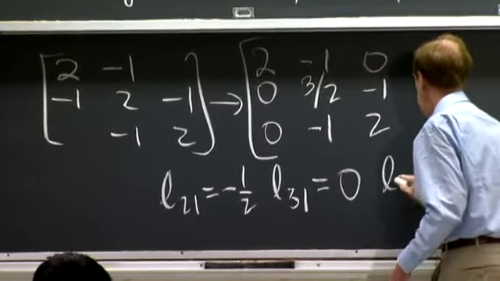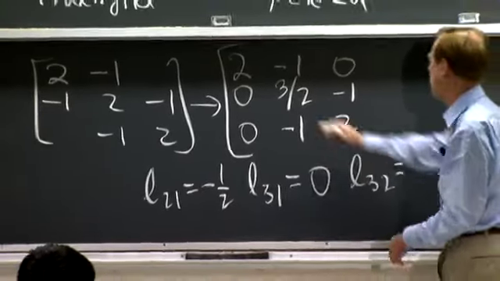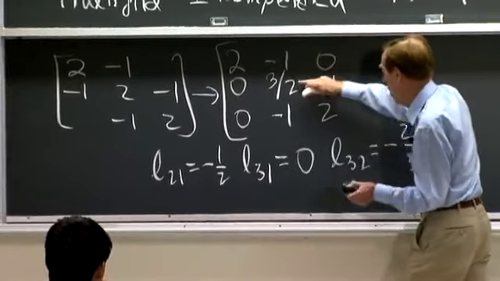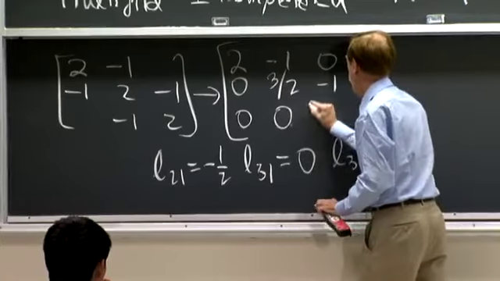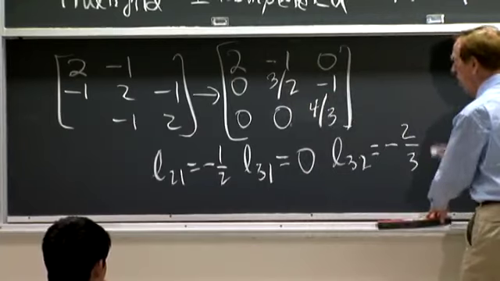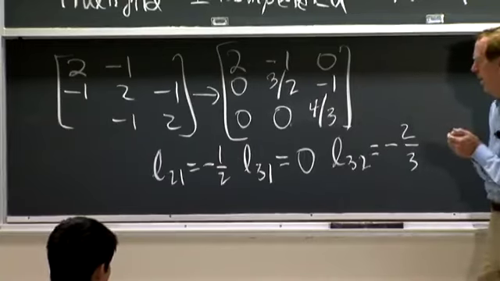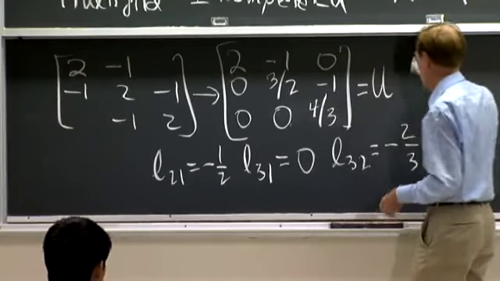And then the next multiplier, L32, will be negative 2/3, because when I multiply that by 2/3, it gives me the -1, and then I subtract, and it kills this, and I get 4/3. I just did that quickly. And my main point was the pivots are on the diagonal. They're not all ones now. So this is a more typical one. This is again our U.